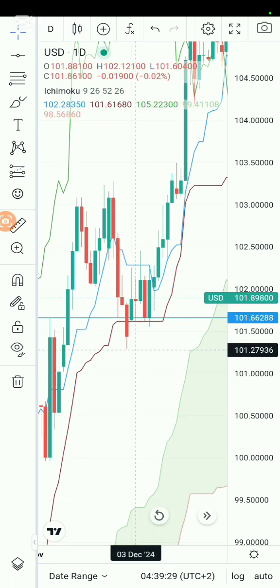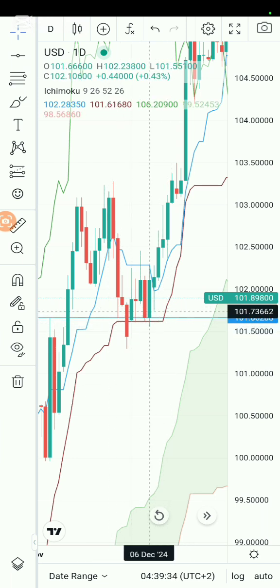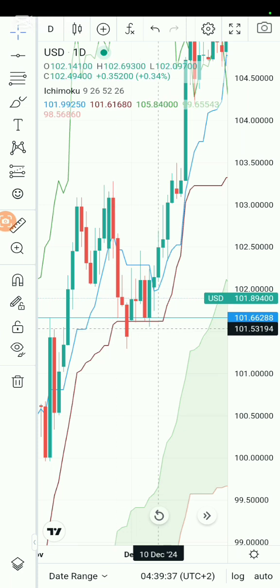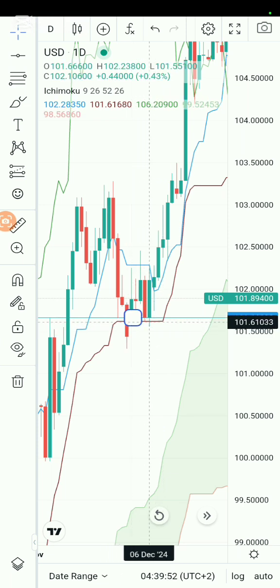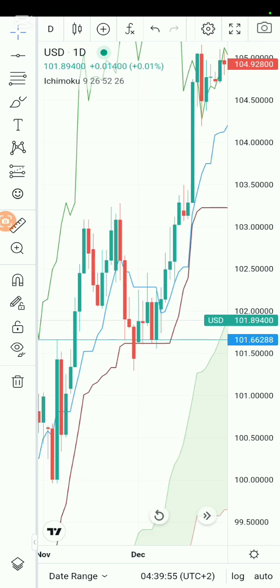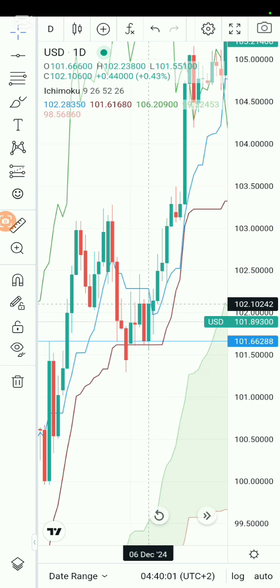Here in this area, price found support on this Kijun level. This Kijun is from the Ichimoku Kinko Hyo. It's an indicator, so there's nothing fancy there. The brown line is an equilibrium level for the past 26 periods, which means for the past 26 days, this served as an equilibrium level. Price came and tested this level, found support, and then started moving up. Just to give you a date, this was on the 6th of December 2024.